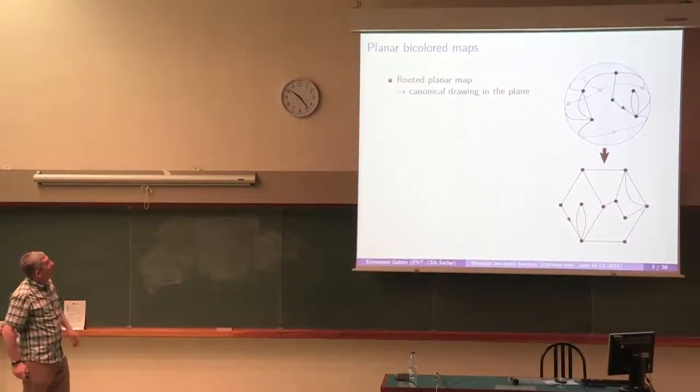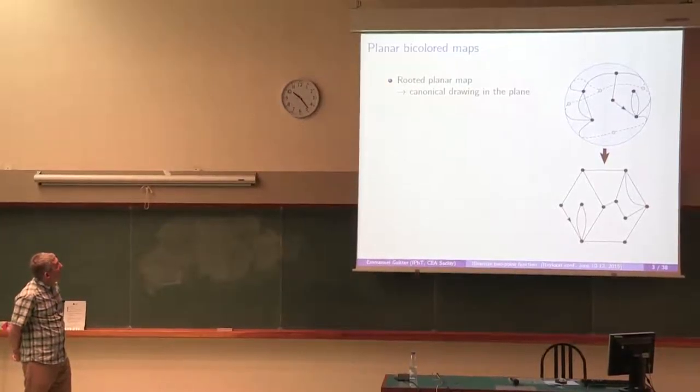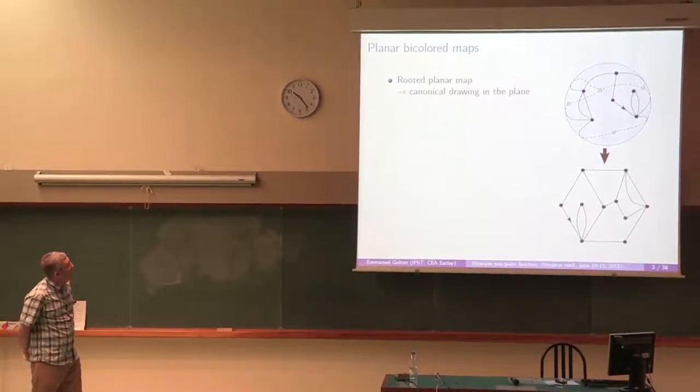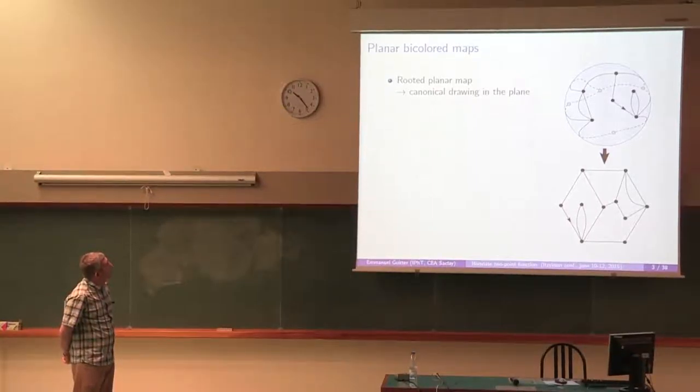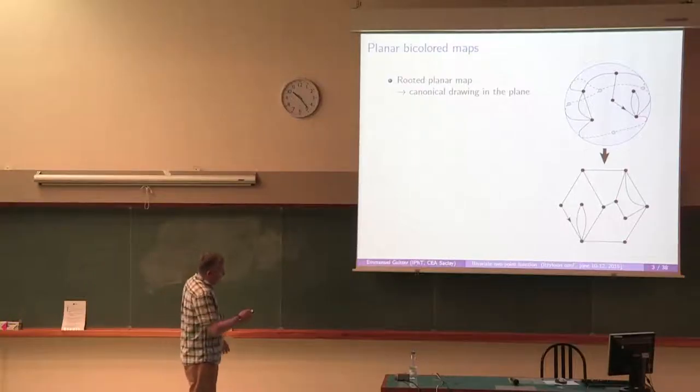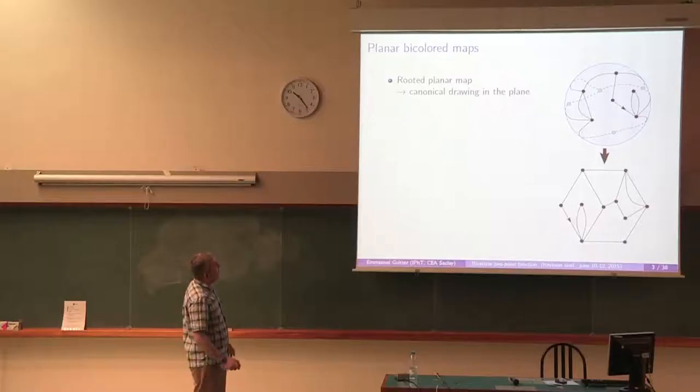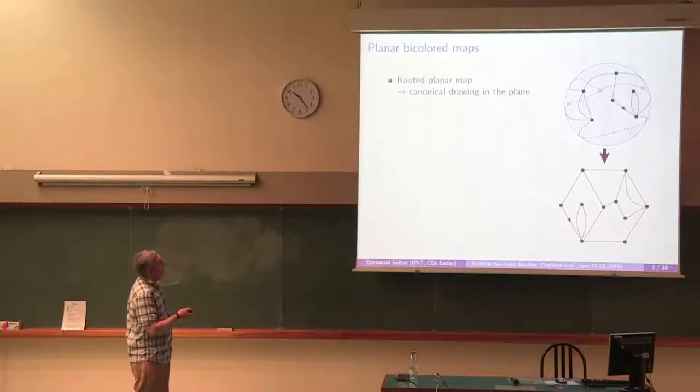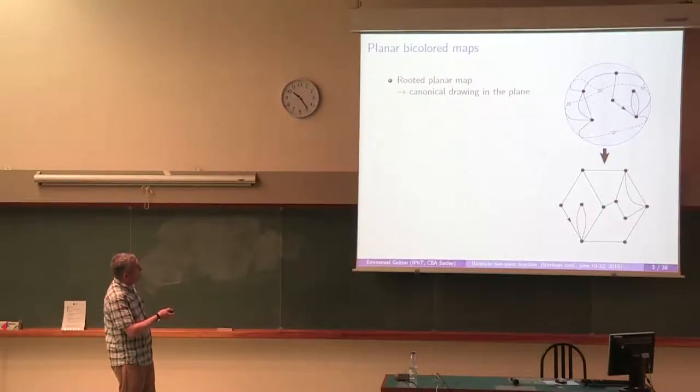So I talk about planar bicolored maps. I remind you what a planar map is, and actually I consider rooted planar maps. A planar map, as you know, is a graph embedded on the sphere. It's rooted, meaning that it has a marked oriented edge. It then has a canonical drawing in the plane by choosing as the external face the face on the right of the edge. So that's my map on the sphere, and that is kind of wrapping on the plane.